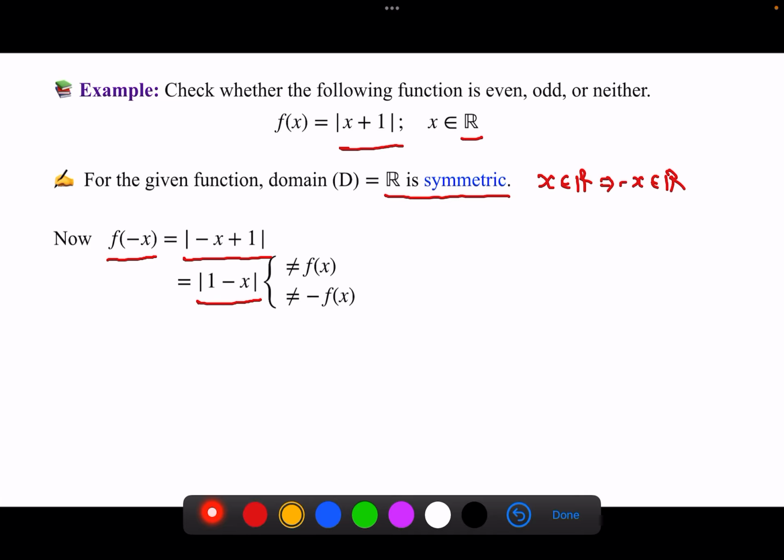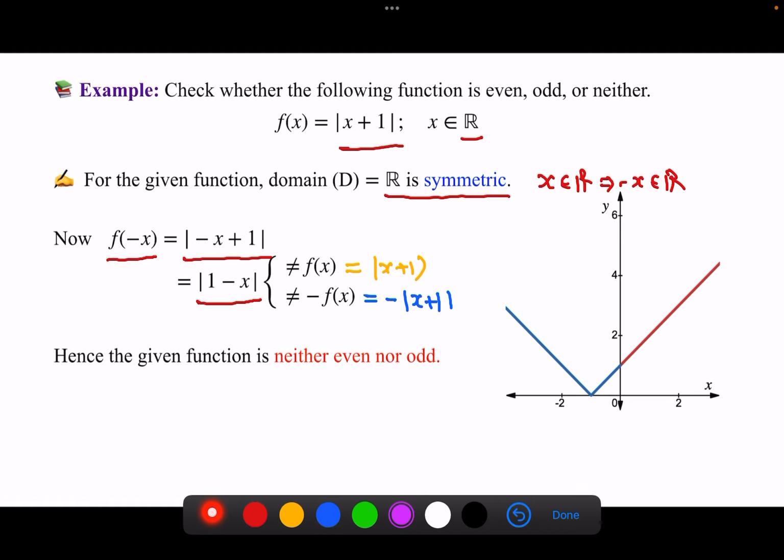So modulus of 1 minus x is not equal to the given function, which is modulus of x plus 1. Also, this output, modulus of 1 minus x, is not equal to the negative of the given function, which is minus modulus of x plus 1. Hence we say the given function is neither even nor odd.